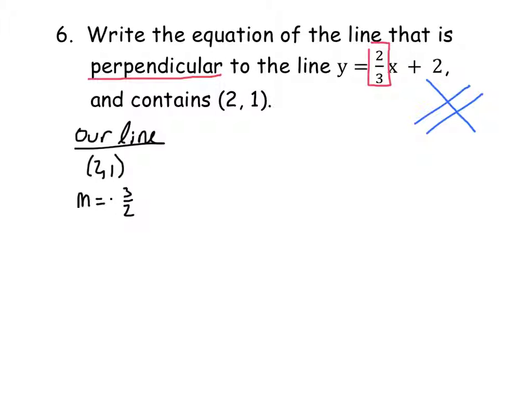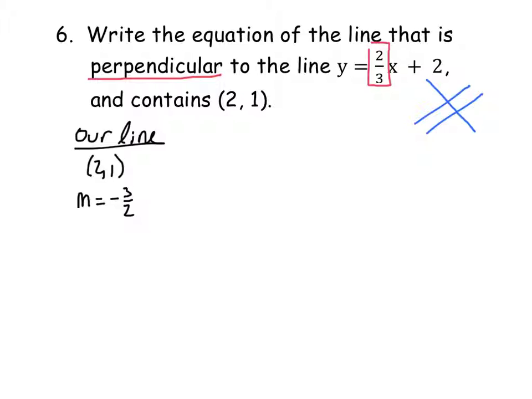Okay, so now using the information about our line, that point and that slope, you need to write the equation of the line. You can use point-slope or you can use slope-intercept form. It's exactly like we did in number 5. Please take a moment now to write the equation of this line.